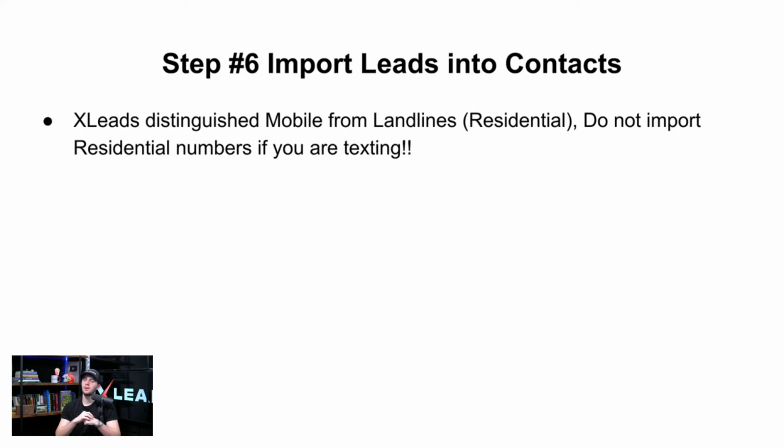Now, on top of this too, step 6, we are going to import leads into contacts. Now, this is when we just get the data from XLeads or we import our government list, right? Now, we want to make sure that we can distinguish mobile from landlines. What I mean by this is we want to distinguish a mobile number from what we call a residential number. Residential is basically a landline. If you are going to only text, do not import residential numbers. That is going to screw you up pretty bad. So I would only do mobiles. When you export, the data is already right there. So it works out pretty well.